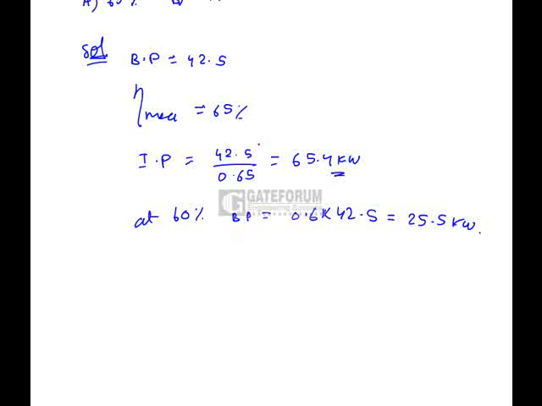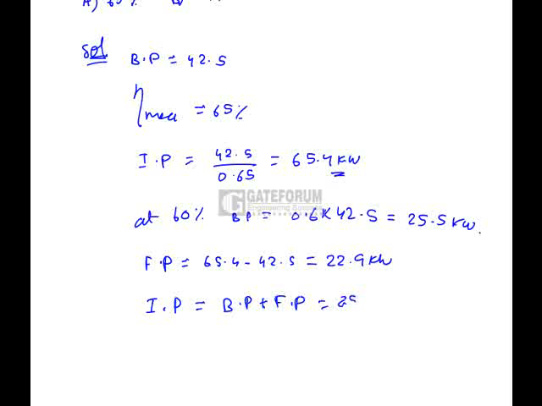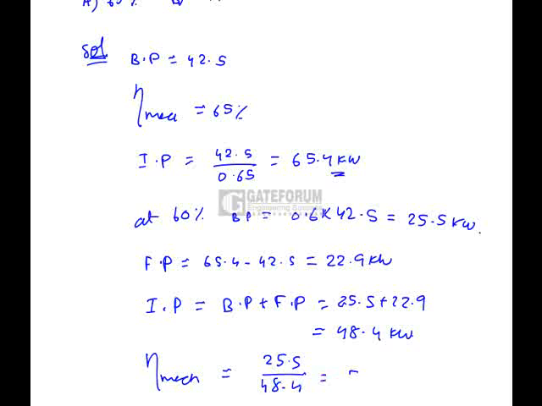So here, from these two relations we can find out the frictional power of the engine, that is 65.4 minus 42.5, so it gives a value of 22.9 kilowatts. But here the frictional power is assumed to be constant, so the indicated power required is brake power plus frictional power, which is equal to 25.5 plus 22.9, which gives a value of 48.4 kilowatts. The mechanical efficiency at 60% load is equal to 25.5 by 48.4, which gives a value of nearly 52.7%, and in the option the right option is C.